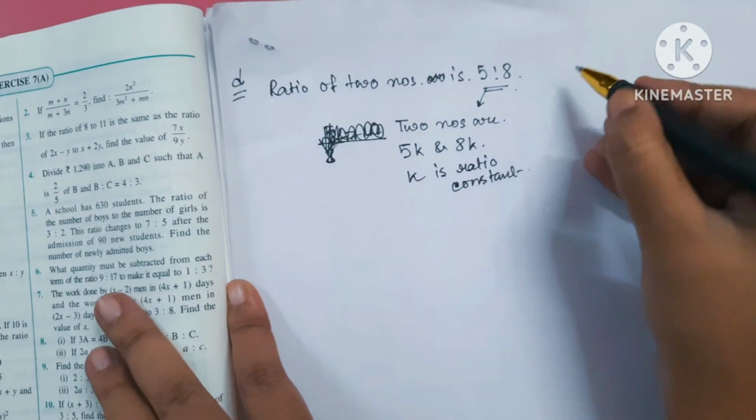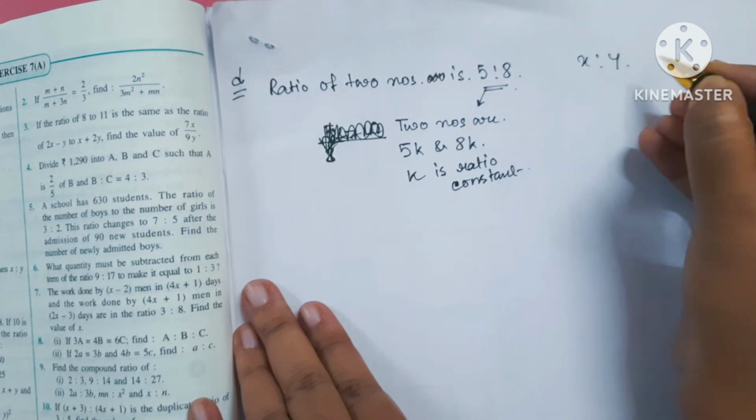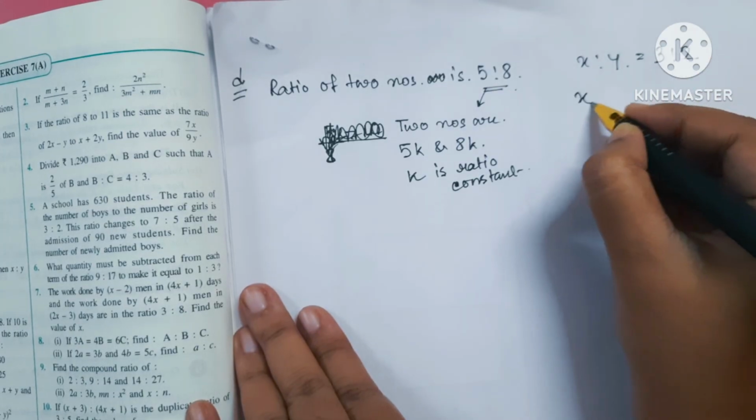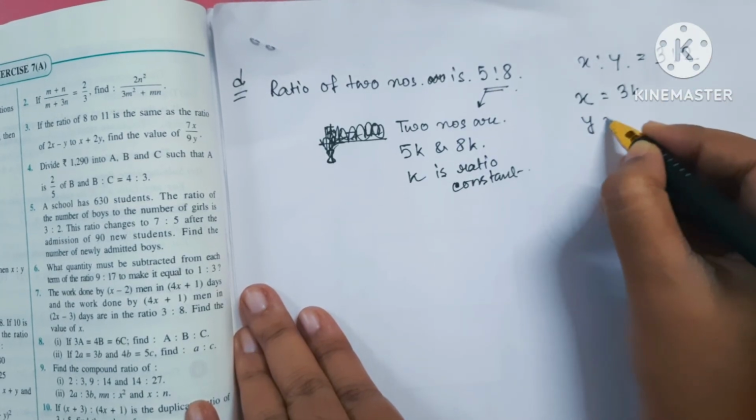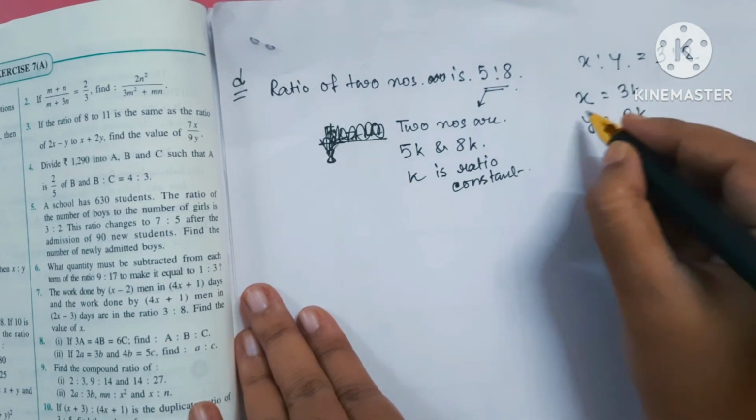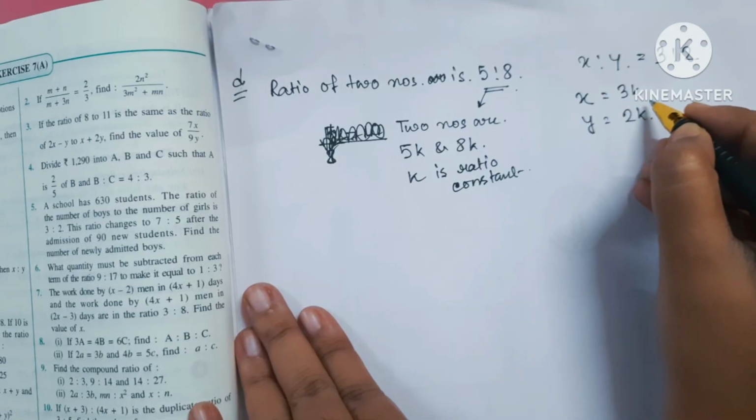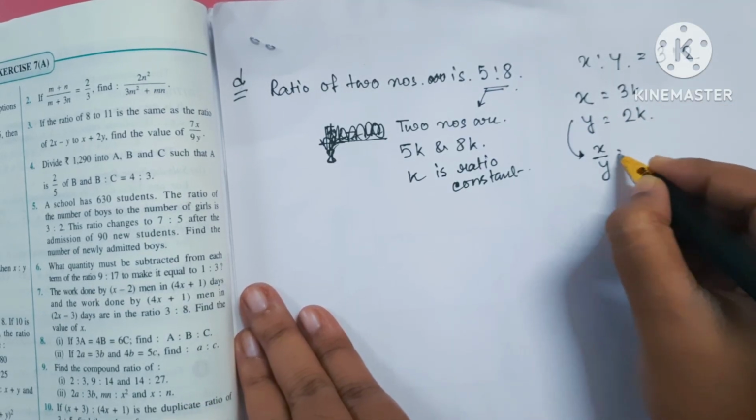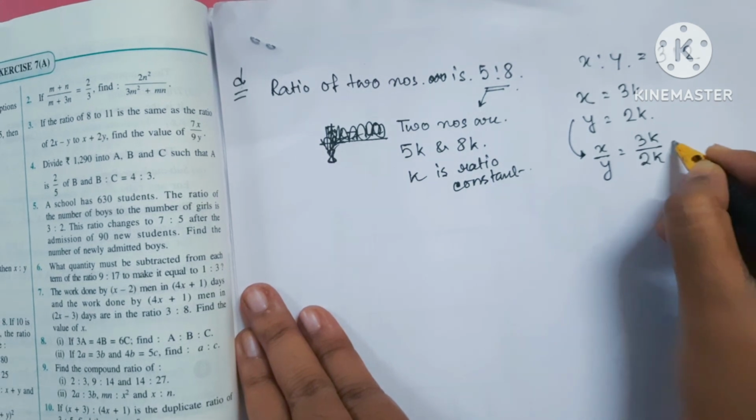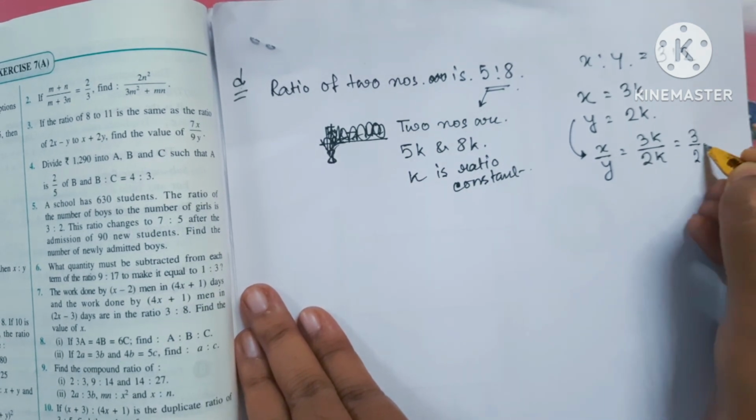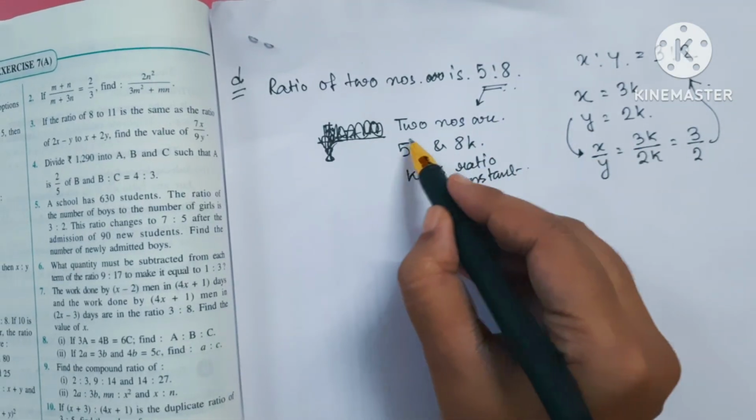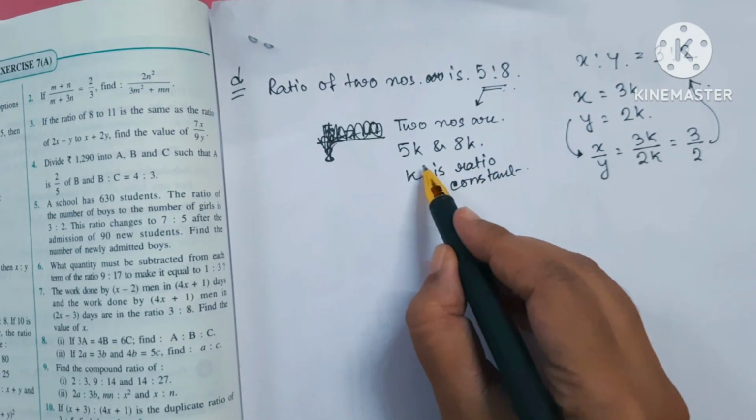Suppose you have ratio of two quantities x is to y. So you can write x is to y equal to, suppose, 3:2. So you can write x equal to 3k and y equal to 2k. Okay, see the ratio again. If you want to find out the ratio of x and y from here, what you will do? x by y, that is 3k by 2k. So it will become 3 by 2. So if you have any ratio, you can write like this. So two numbers are 5k and 8k.